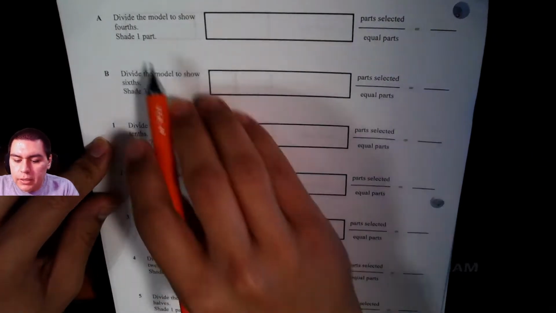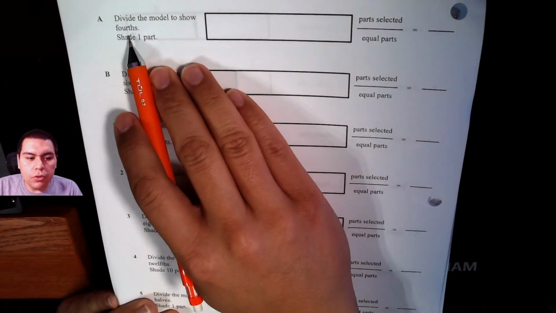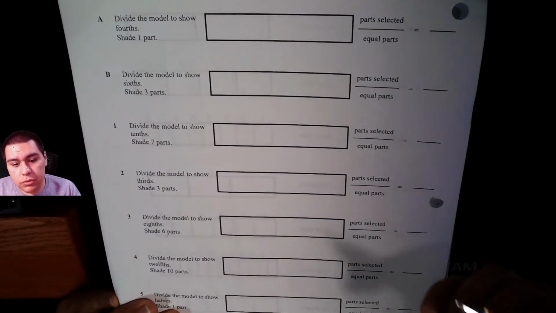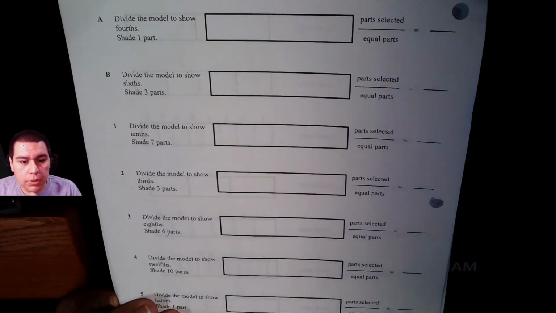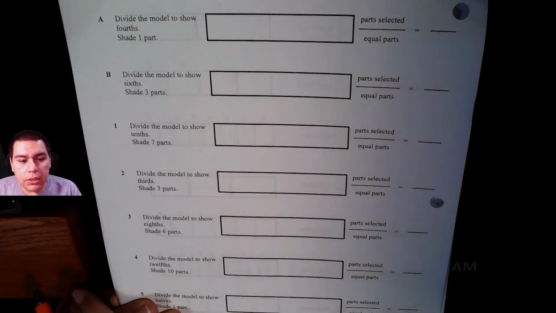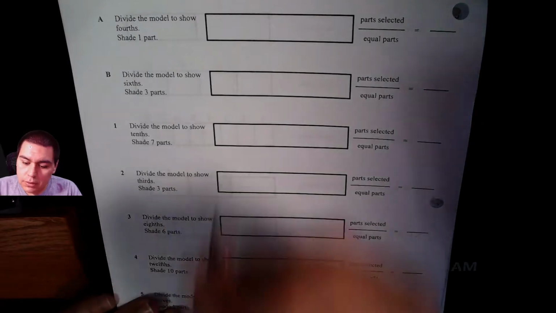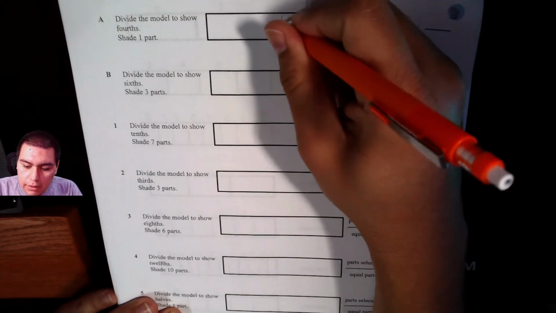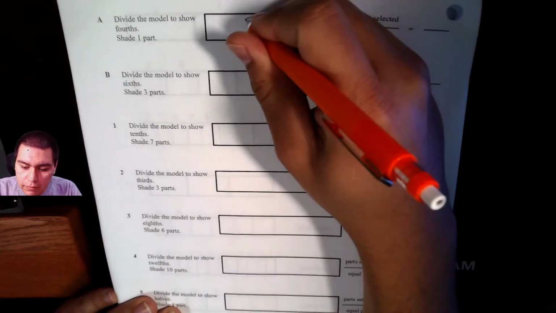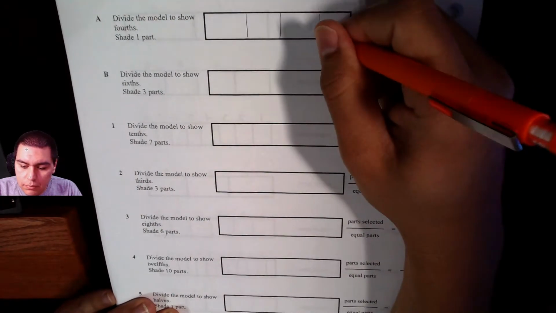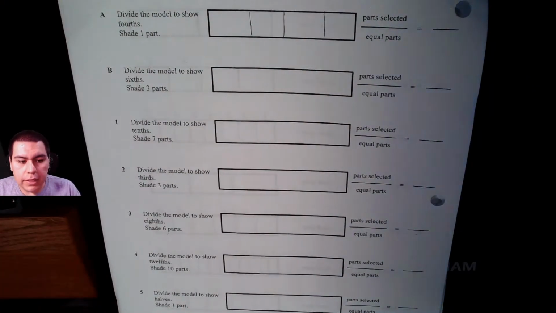Answer choice A says divide the model to show fourths. So the first thing I have to do is put lines and divide up my model into 4 pieces. I'm going to cut it in half or draw a line to mark it in half. Then put those 2 pieces in half again.